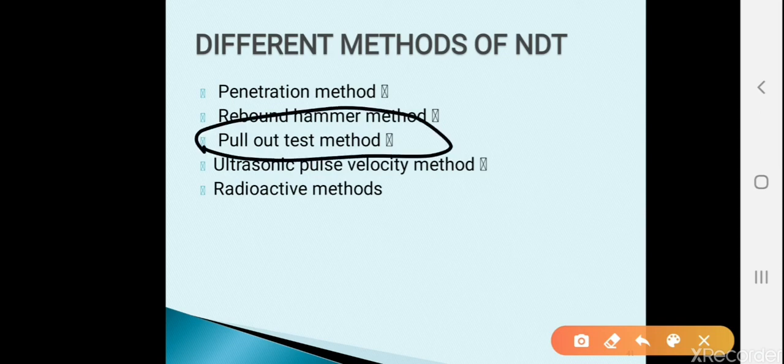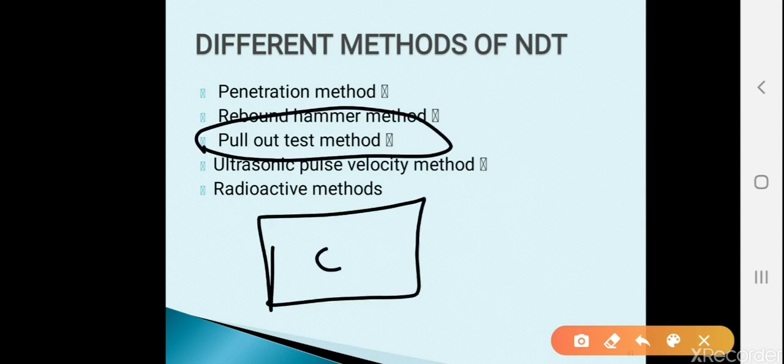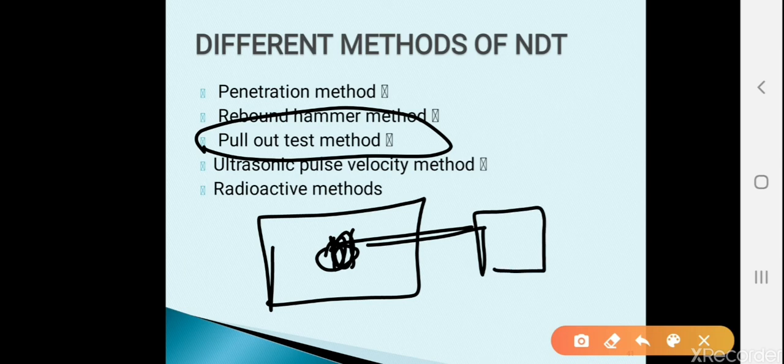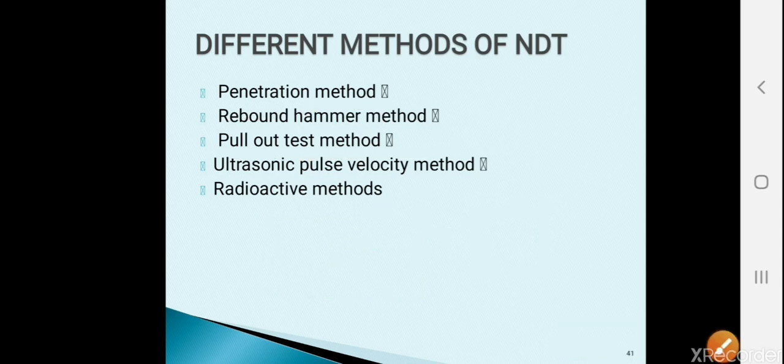In the pull out test, again in concrete we are making some impression. Here we are just inserting a dot. With the help of this we can find out the compressive strength of the concrete. And the next one, ultrasonic pulse velocity.